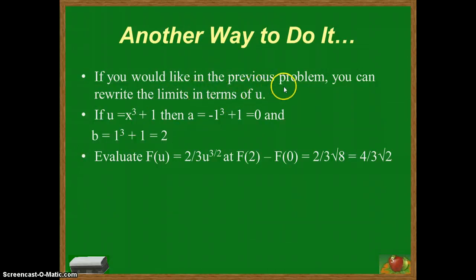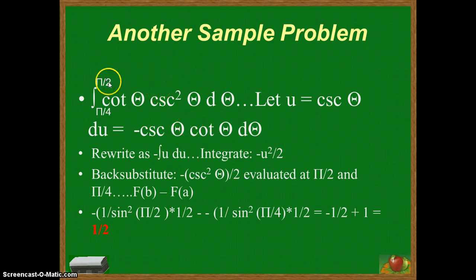Okay, if you would like in the previous problem, you can rewrite the limits in terms of u. So if u equals x cubed plus 1, then our a, which is negative 1, would be negative 1 cubed plus 1, or 0. And b, which I believe was 1, would be 1 cubed plus 1, which is 2. Then you can just directly evaluate the antiderivative of u, 2/3 u to the 3/2, at 2, f of b, minus f of a, f of 0 really, and you see you get the same answer. Okay, sometimes it's easier to do it one way, sometimes it's easier to do it the other way. Okay? Here's another sample problem.